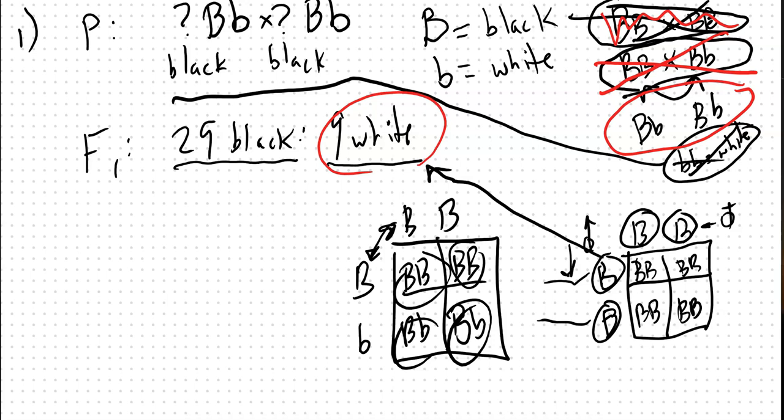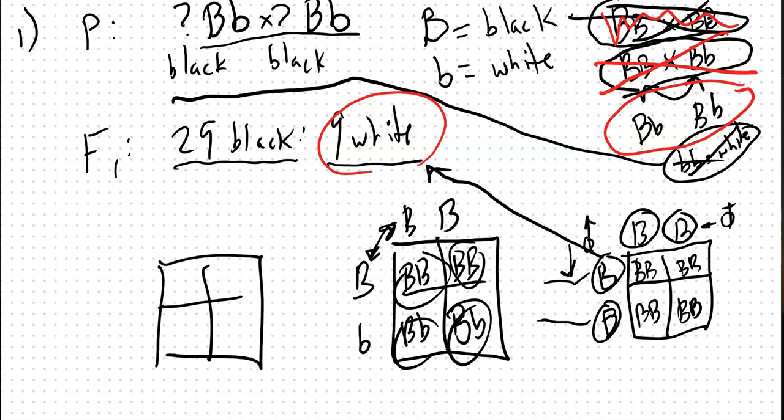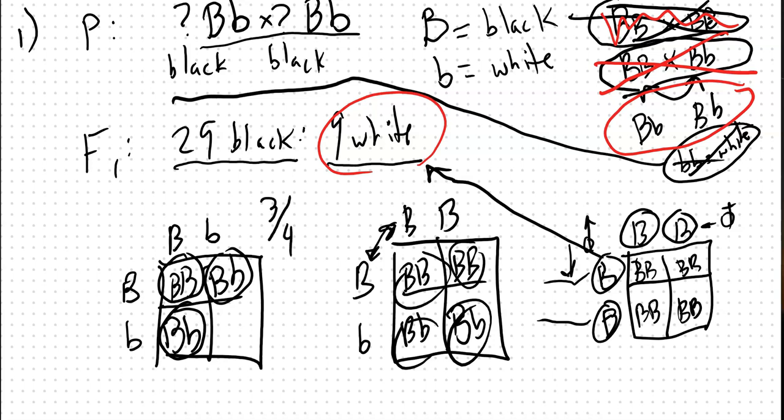but we can double check that based on what we know for statistics. So we can do the Punnett square here. We have big B, little b, big B, little b. And here we would expect all of these to be black. So 3/4 black. And then this one would be little b, little b. So that would be 1/4 white.